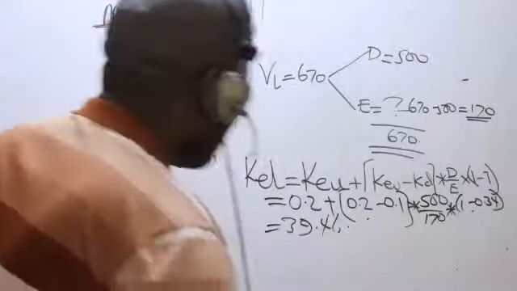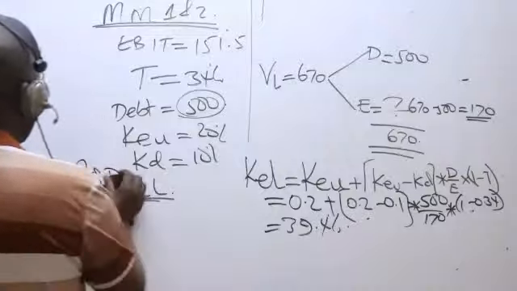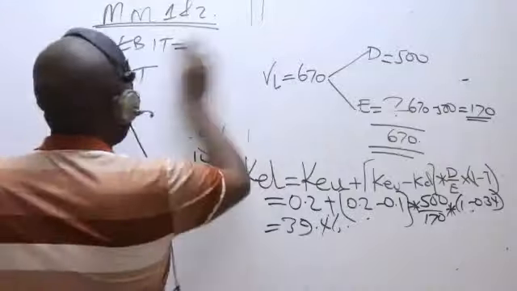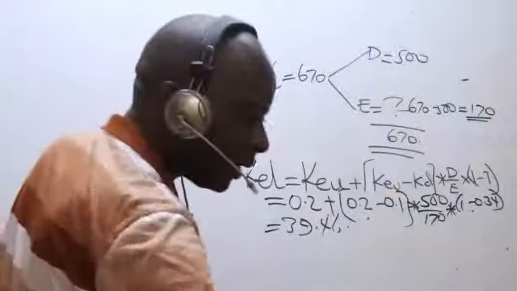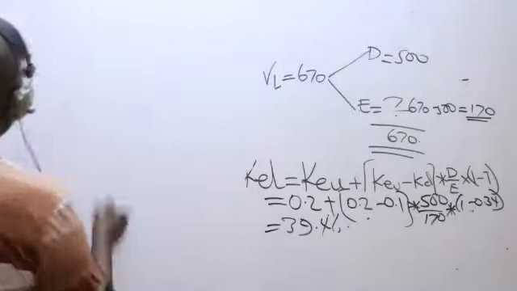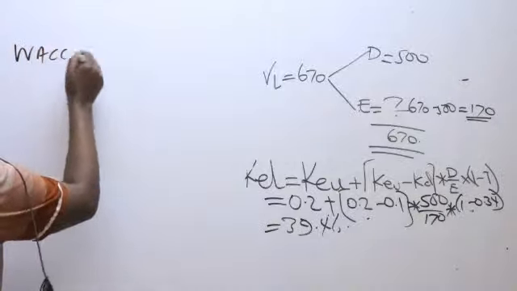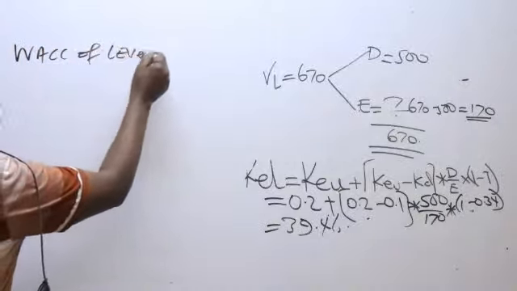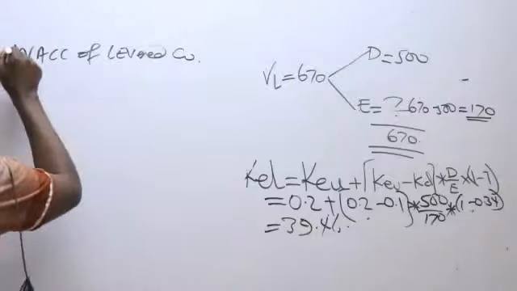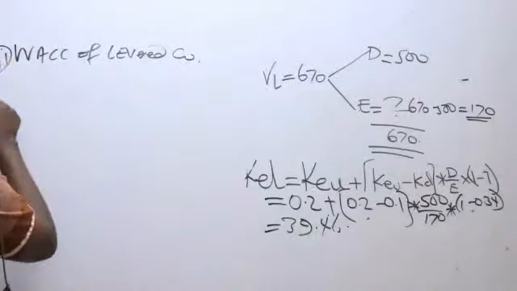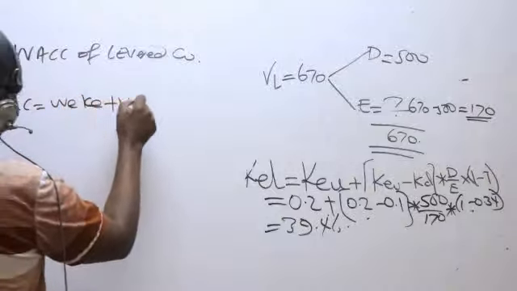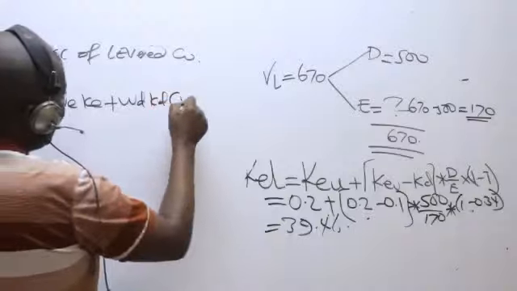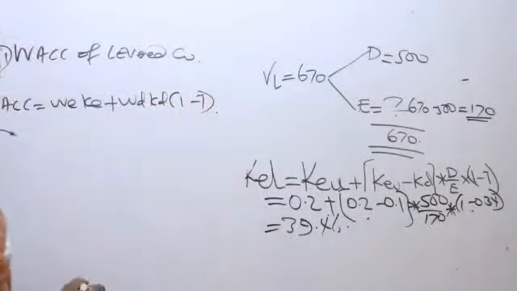And then lastly, they want us to give them the WACC of the levered firm. This is number 3. So of course we know that WACC equals weight of equity times cost of equity, plus weight of debt times cost of debt, times 1 minus what here? 1 minus tax. All right.